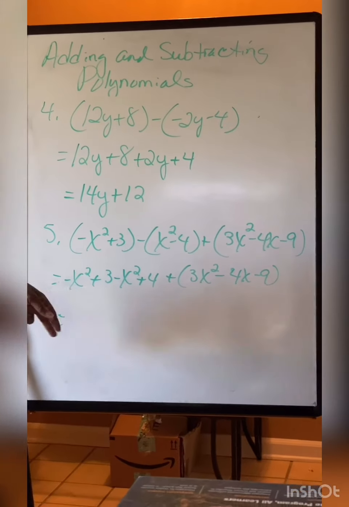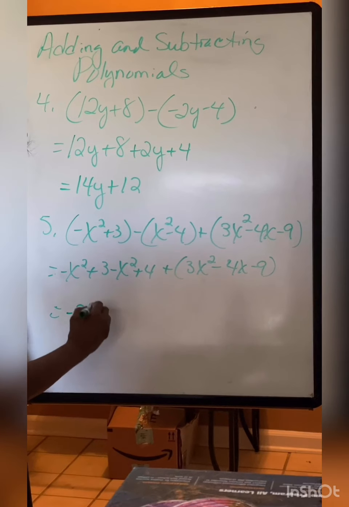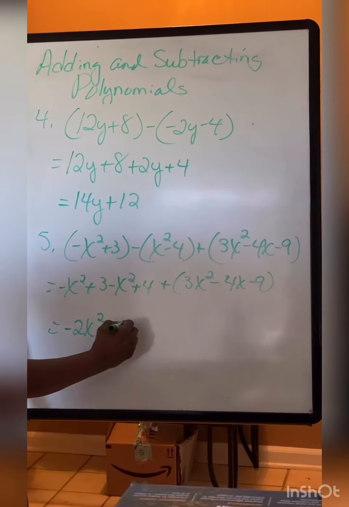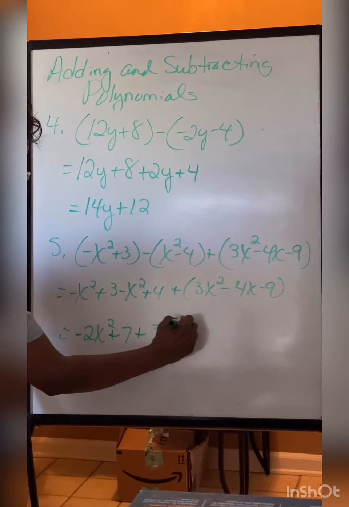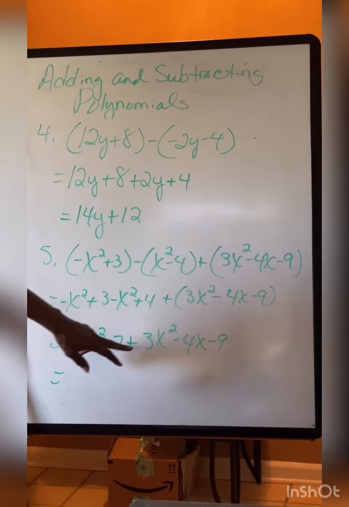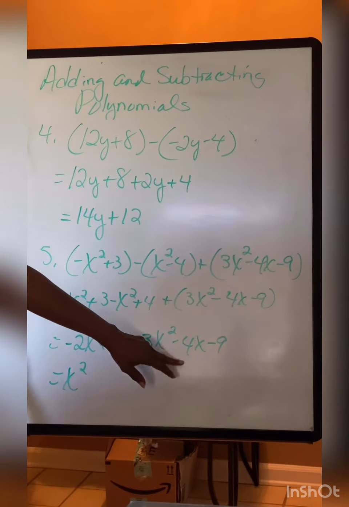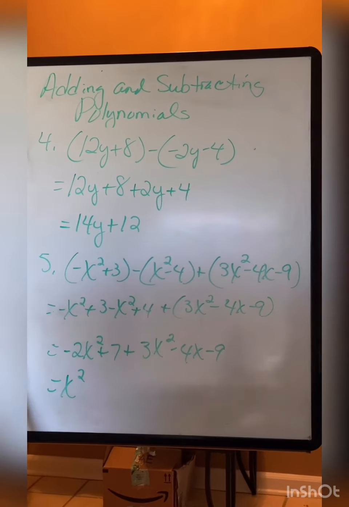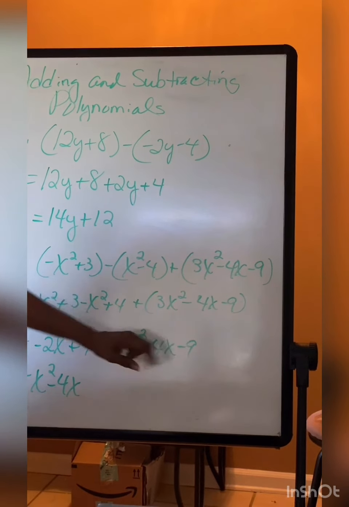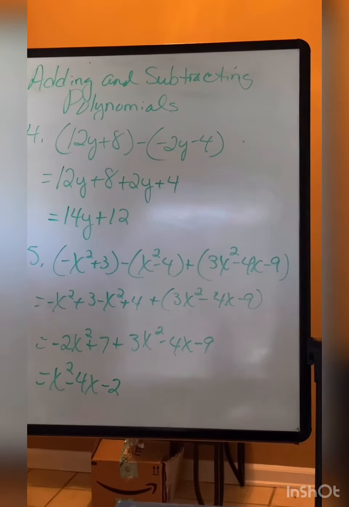I see a negative 1x squared plus a negative 1x squared. A negative 1 plus a negative 1 gives me a negative 2, so that's a negative 2x squared. 3 plus 4 gives me 7. And I'm going to add to it that 3x squared minus 4x minus 9. I see a negative 2x squared and a positive 3x squared, so that gives me 1x squared. There's not a like term for the negative 4x, so I'll just write negative 4x. And then a positive 7 minus 9 gives me a negative 2. So the answer is x squared minus 4x minus 2.